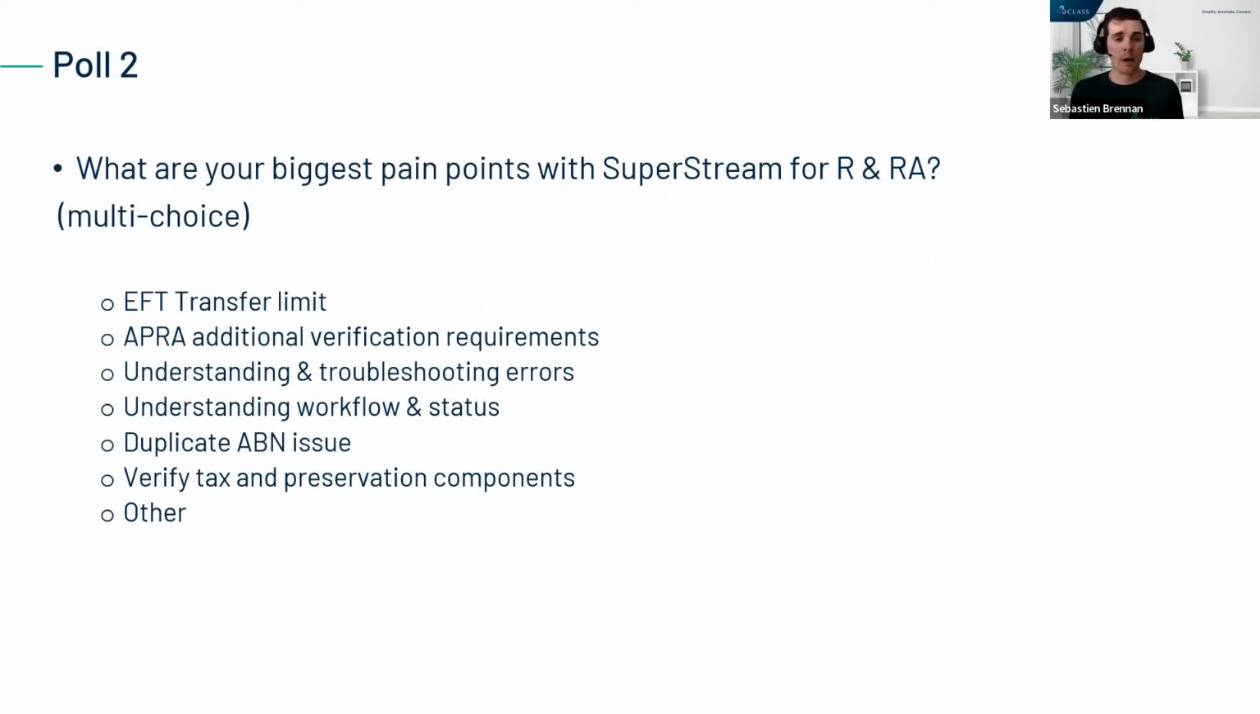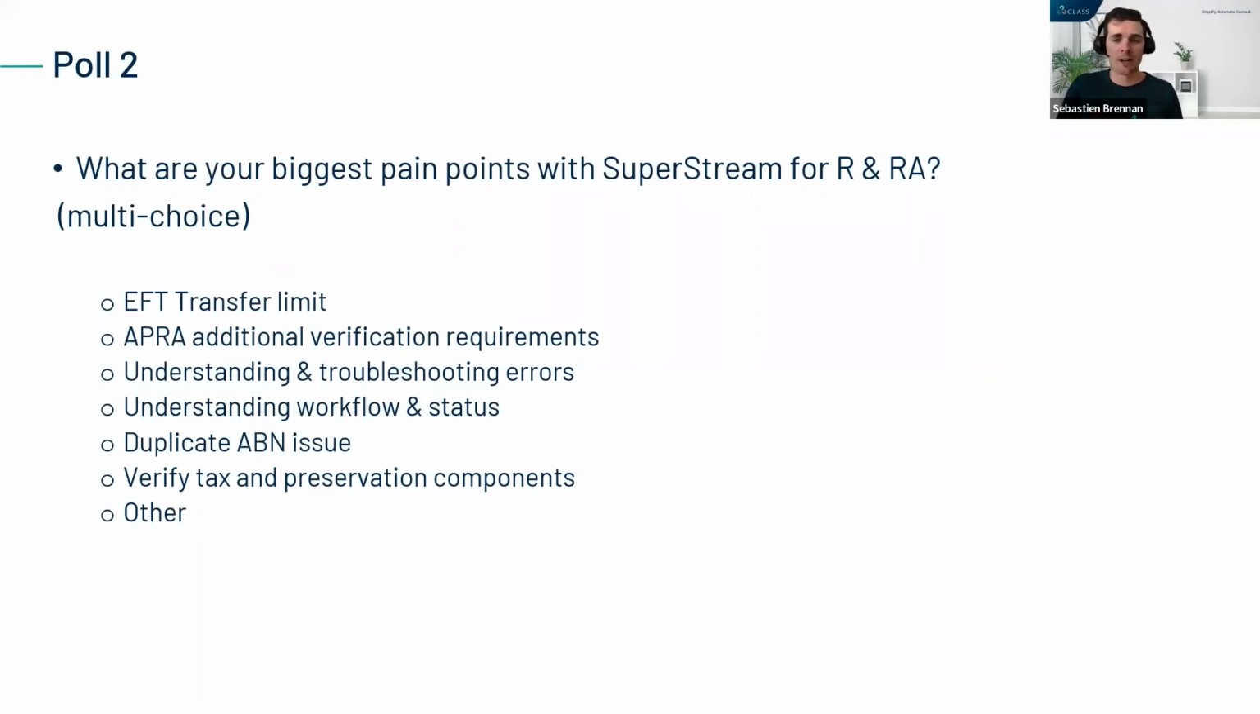So the number one is around understanding and troubleshooting errors. And we do have a section coming up where hopefully we can provide some information around those errors and how to troubleshoot them. The second one is around the APRA additional verification requirements. We know that that has been a big thing that's been discussed around the industry. As mentioned at the start, we certainly have been advocating to see if we can streamline processes amongst APRA funds. I think the frustration in particular has been that two APRA funds may not necessarily have the same process, but that's something that we need to work through.